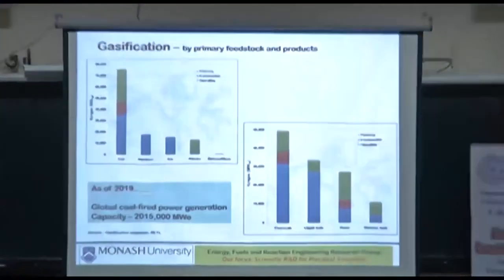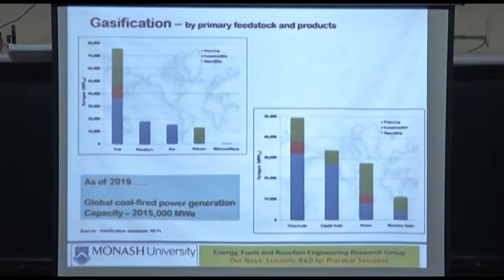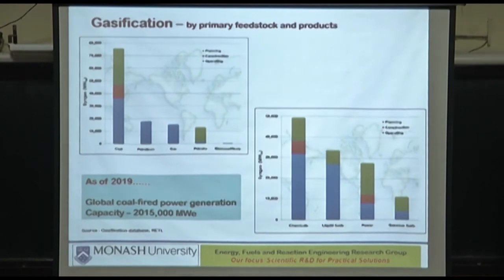So all these figures that are there in here, if you then compare that with the current coal-fired power generation capacity, which is 15,000 megawatt electrical, and roughly three times that in megawatt thermal, then you can see where gasification currently is. Okay, so that's a bit of a reality check.